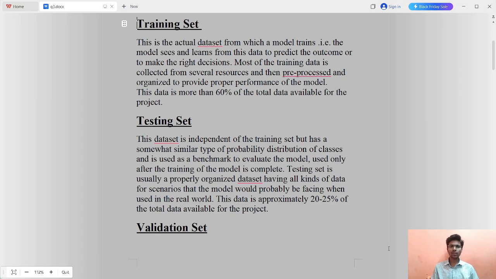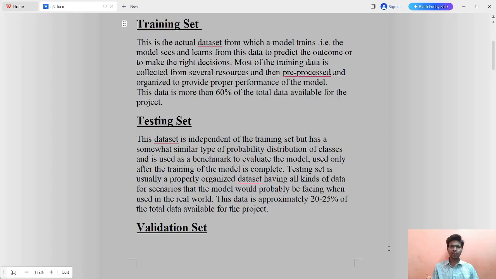Training sets. This is the actual dataset from which a model trains, i.e., the model sees and learns from the data to predict the outcome or to make the right decision. Most of the training data is collected from several sources and then pre-processed and organized to provide proper performance of the model. This data is more than 60% of the total data available for the project.